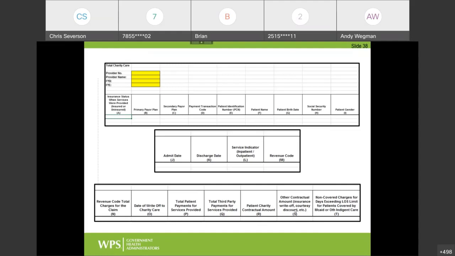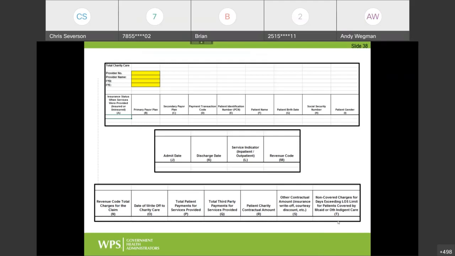I'll get to the last column in just a bit, but the idea here is that we should be able to take the total charges and these are the dispositions. Where did they go? Where did those total charges go? Were they paid by the patient? Were they paid by somebody else? Was it written off to charity care? Or was there one of these other things? The charge had to go somewhere. That's the point we're trying to make. It might have even been a bad debt. But we want to know where the charge went, and that allows us to get assurance about what amount should have been approved for charity care.